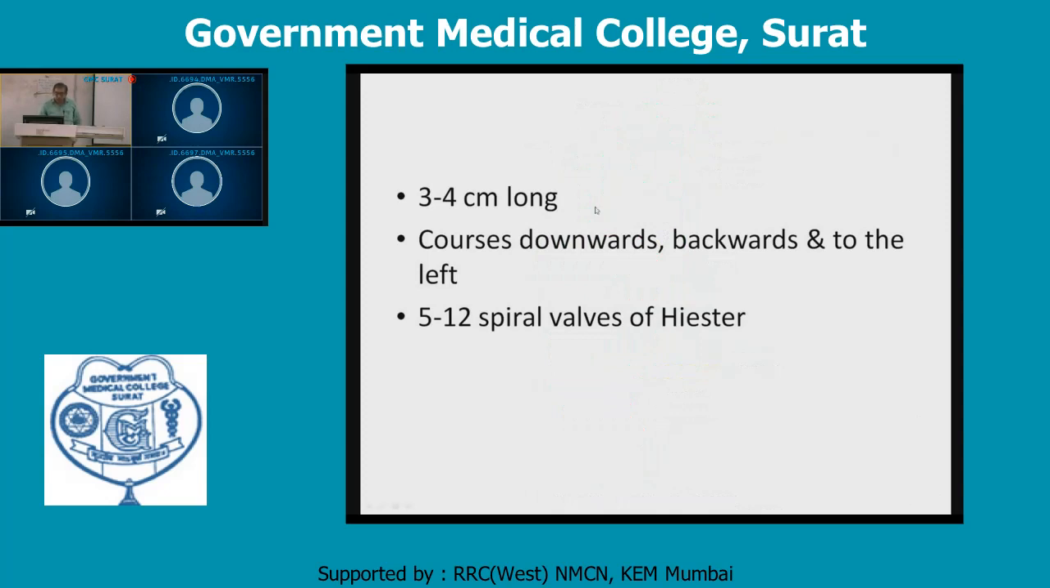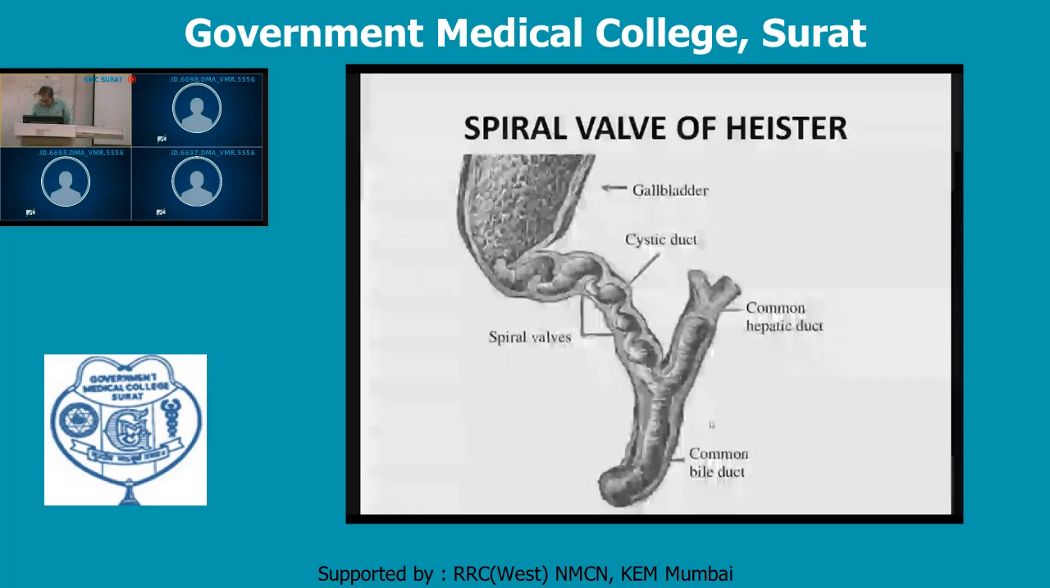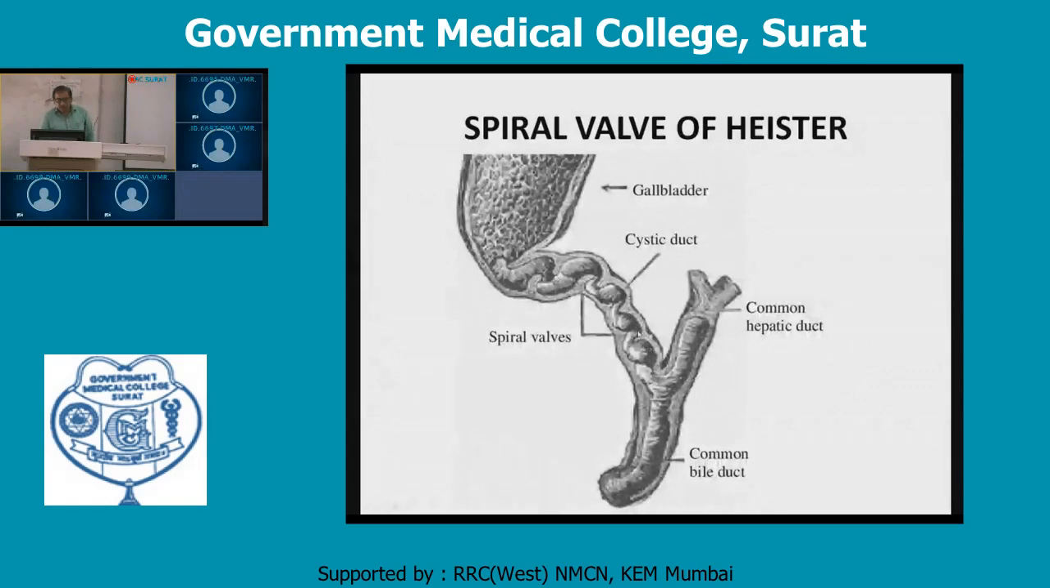Now, here I have written that within the lumen of the cystic duct, 5 to 12 spiral valves of Heister are there. Here in this figure one can notice the cut section through the cystic duct showing the entire lumen. So spiral valves of Heister are there, roughly 5 to 12 in number. Now these spiral valves of Heister keep the lumen of the cystic duct patent.